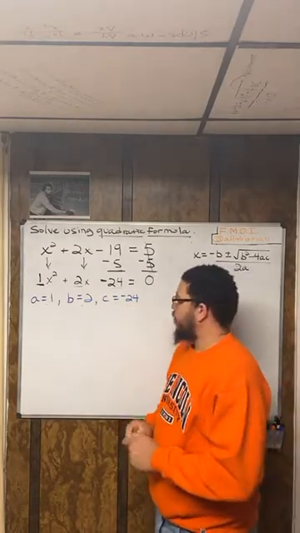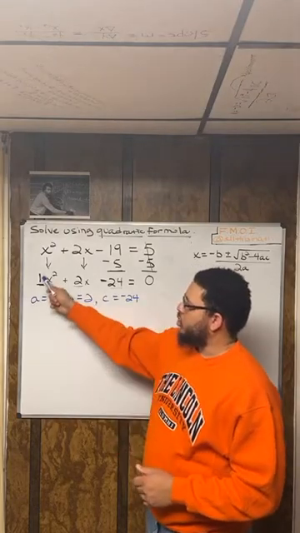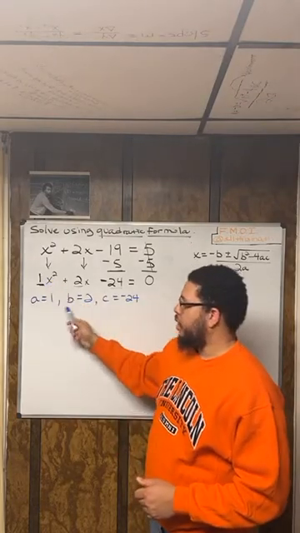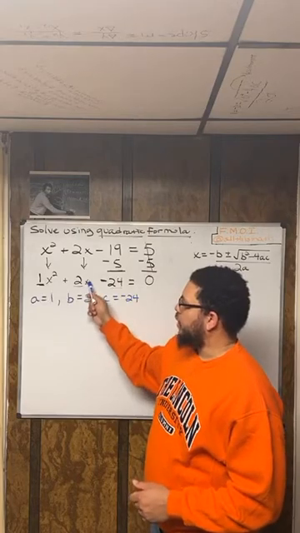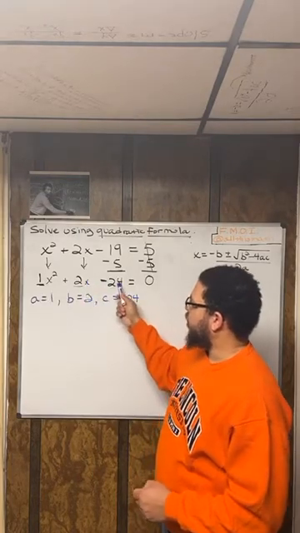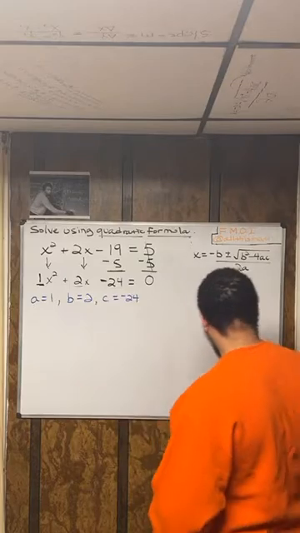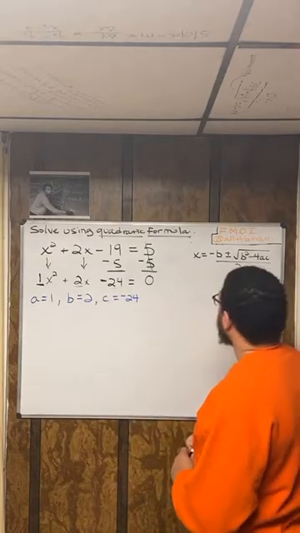All right? And that's always the case. A is always whatever coefficient the quadratic term has. B is always whatever coefficient the linear term has. C is always the constant. All right? So now we go into the formula.